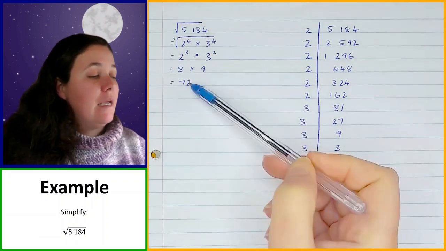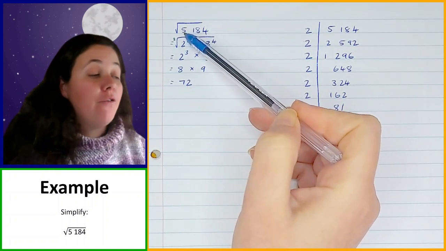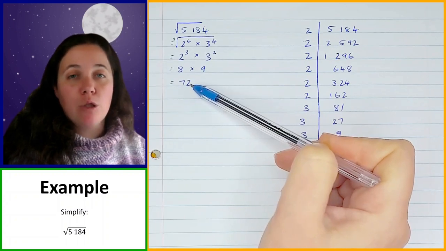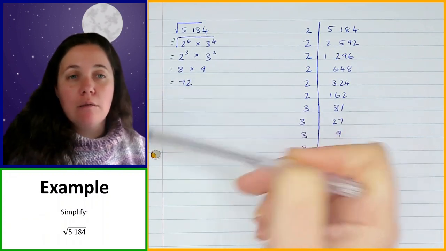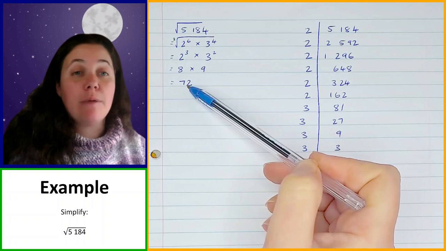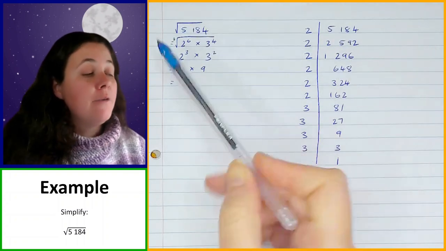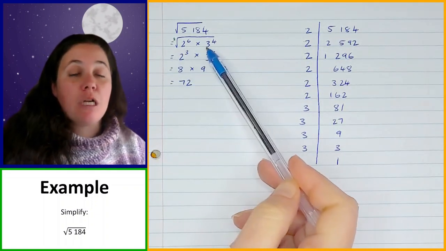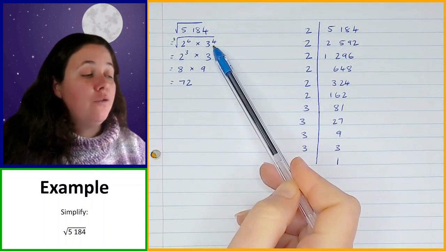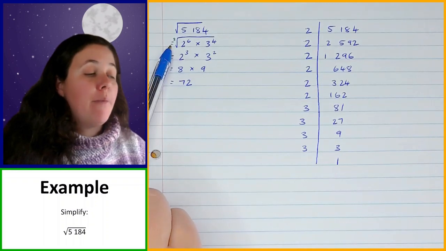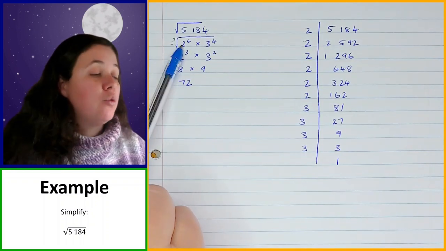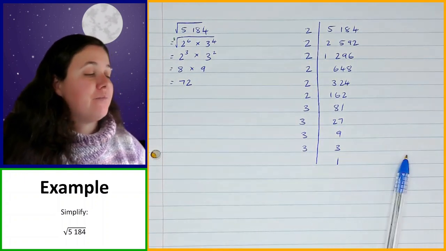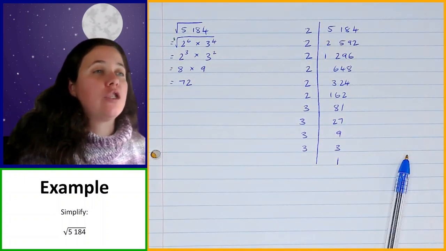So now I can say that the square root of 5,184 is 72, which is something I wouldn't have been able to work out in my head, or memorize either. But I can work it out using the ladder method to write it as a product of its prime factors in exponential form, and then using what I know about exponents and roots to work out what the square root is and multiplying it together. Okay, so now you're going to do an example for yourselves.